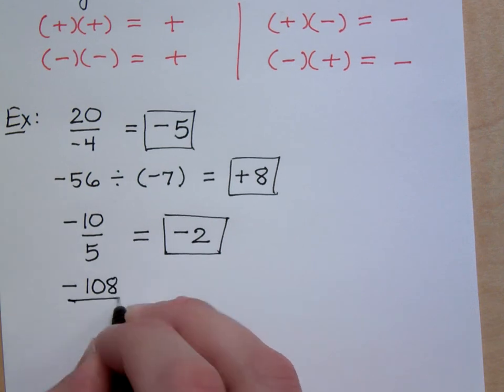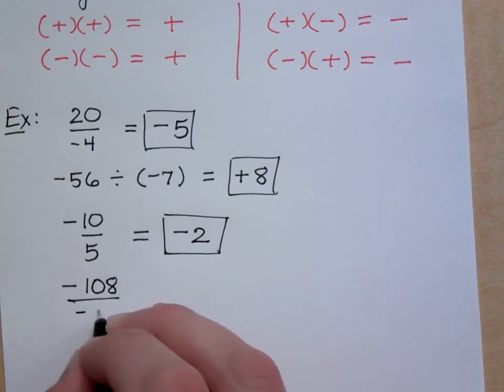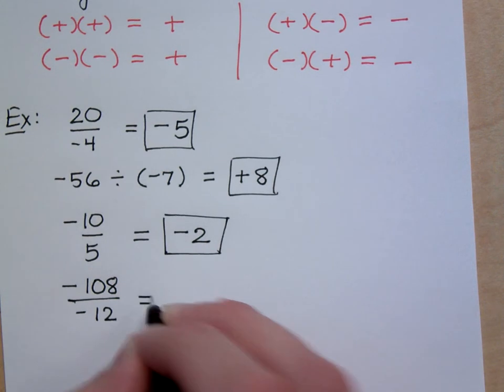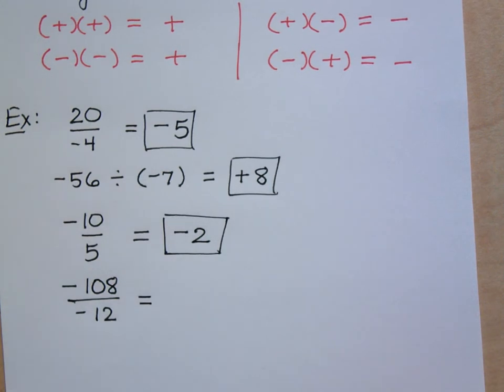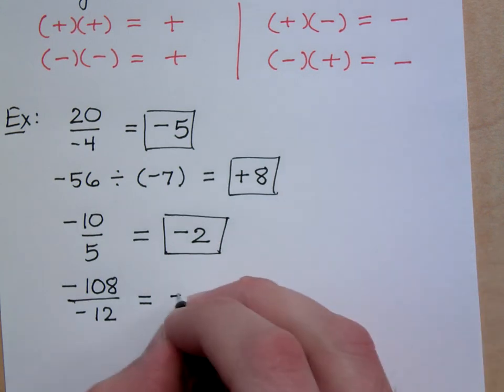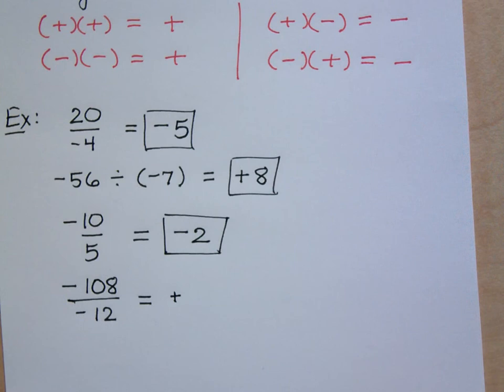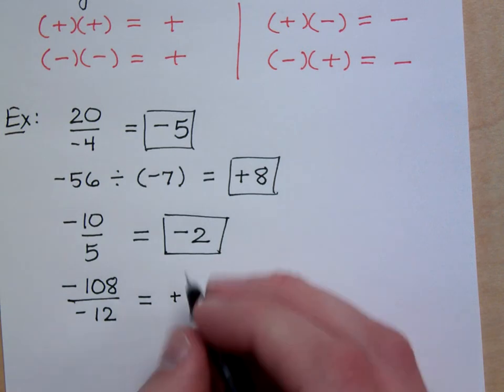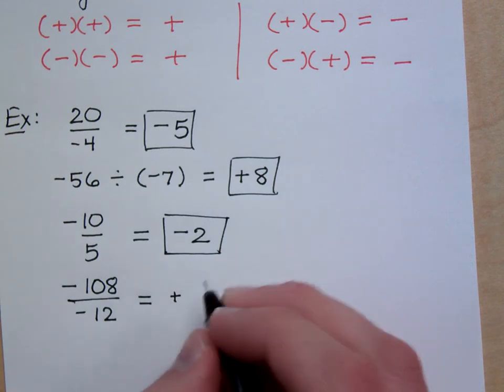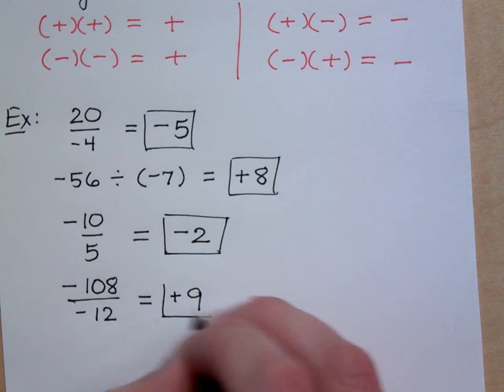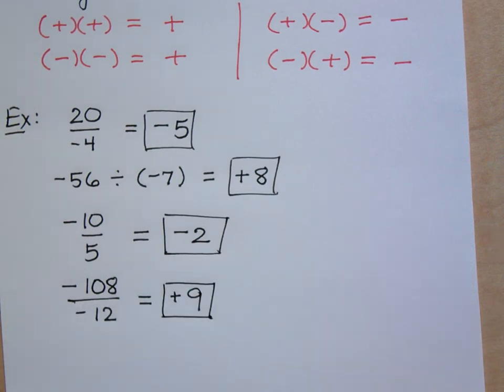If I have negative 108 divided by negative 12, what's the sign of the answer? It's positive because you have two negatives. Okay, what's 108 divided by 12? You're supposed to know this. La respuesta es 9. 9. Right? If you're not sure about this, you know you can always check by doing what?